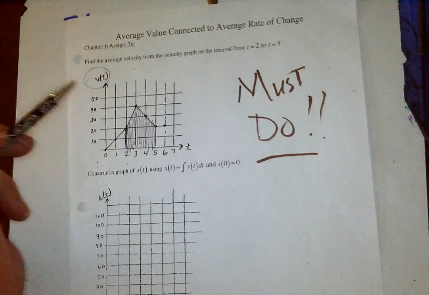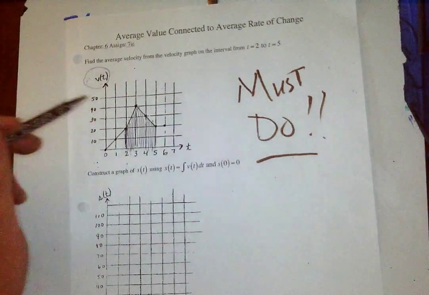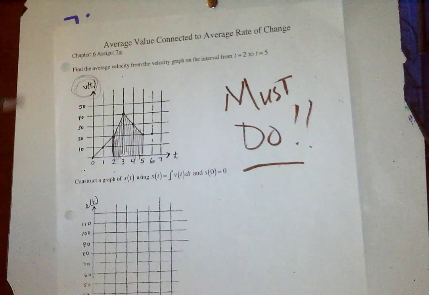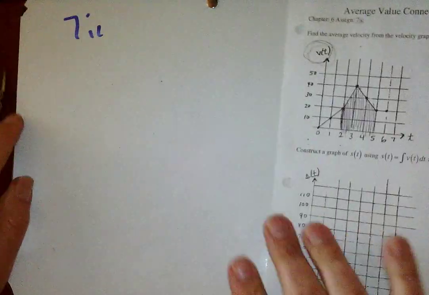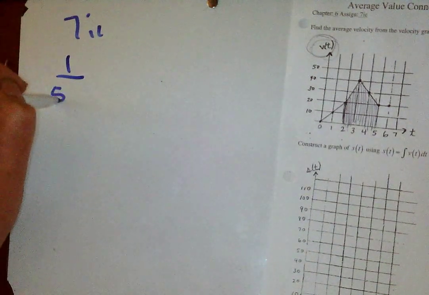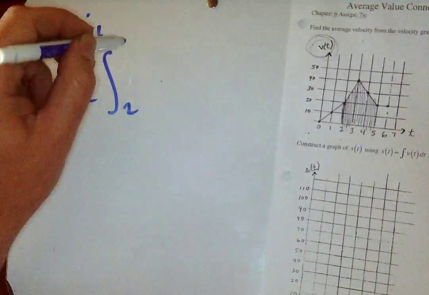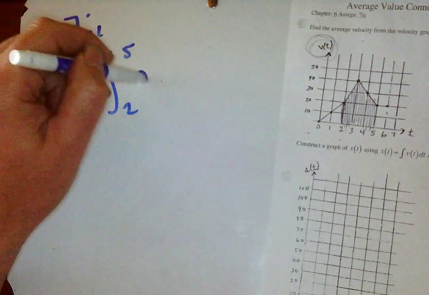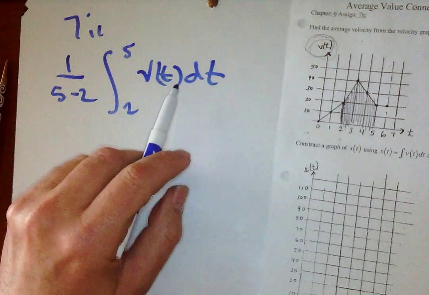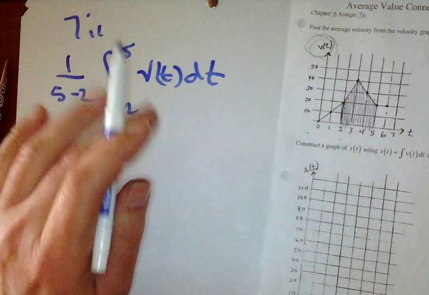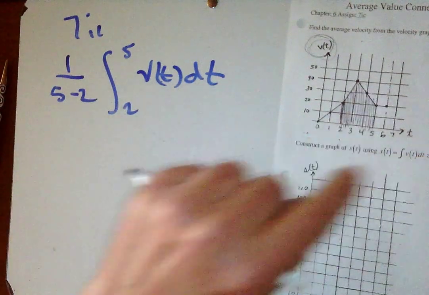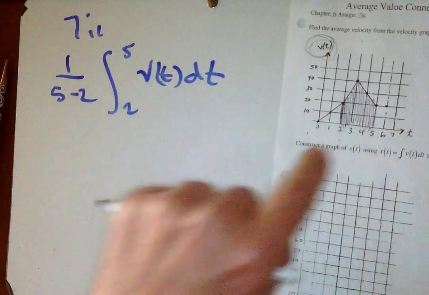Okay? Well, so I'm asking you for the average value of this function that I've given you. And the average value of this function is going to be 1 over 5 minus 2 integral from 2 to 5 of v of t dt. Mr. Kukla, do I have to write the equation for this? No, you do not write the equation of this velocity function. And no, just count the areas.